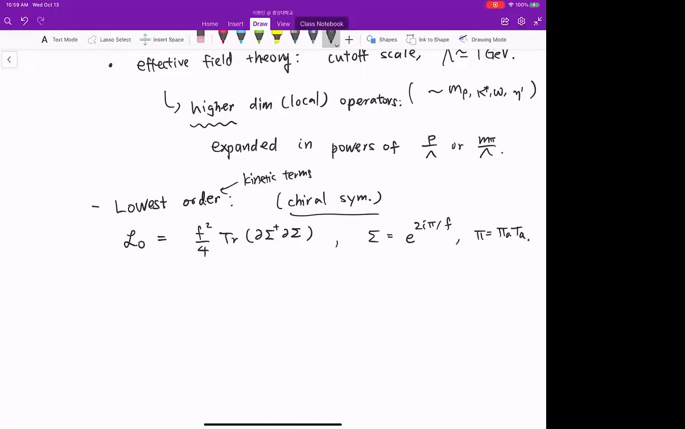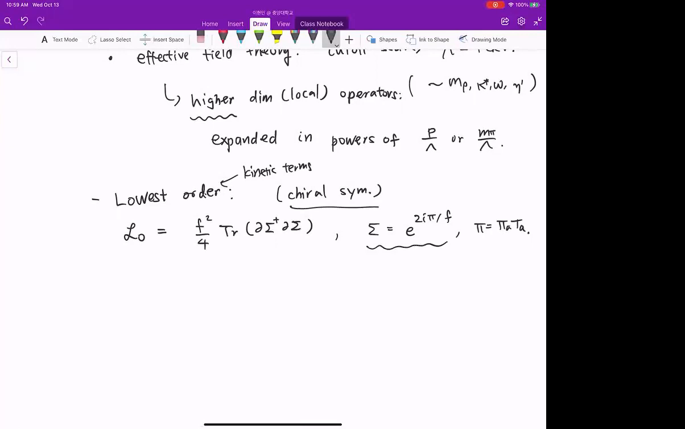Then Sigma is the exponentiated field. For small pi, we can expand it in a Taylor expansion. This is the expansion. If you keep expanding, you are including even higher dimensional operators, but you need to stop at some point. So after expanding this Lagrangian, we have the derivative of pi with the Lorentz contraction mu mu, and plus.